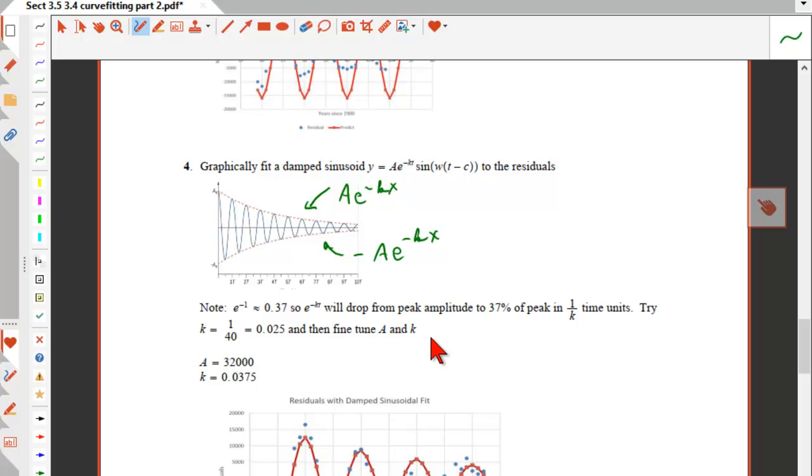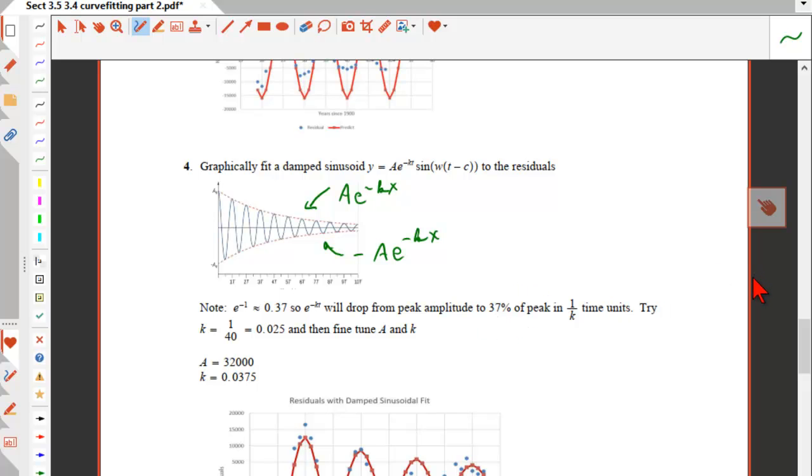This is not so much theory as trial and error, but as a ballpark, note that the number e to the -1 is about 0.37. So if I have a decaying exponential of the form e to the -kt, in 1/k time units, it's going to drop from peak down to about 37% of peak height.